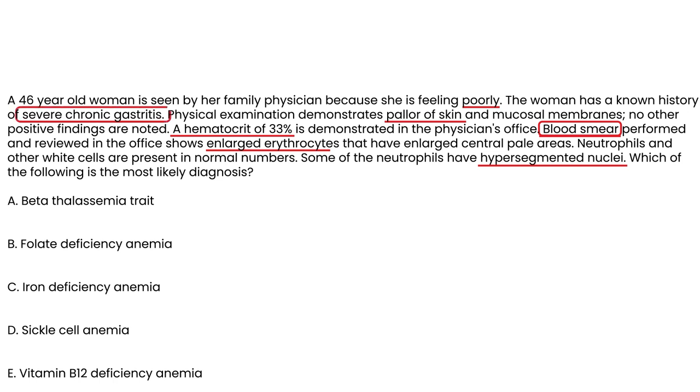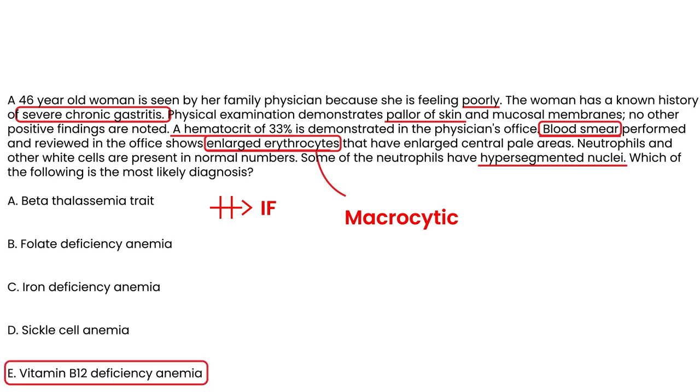Well, this one right here is the big tip-off. Remember, chronic gastritis can lead to destruction of those parietal cells and you don't get the intrinsic factor. And that can cause vitamin B12 deficiency because vitamin B12 needs to bind to intrinsic factor in order to be absorbed in the terminal ileum. But they also mention enlarged erythrocytes, and that's referring, of course, to the macrocytic nature of the blood smear. And that is a very classic thing on licensing exams. So, of course, vitamin B12 deficiency is the answer.